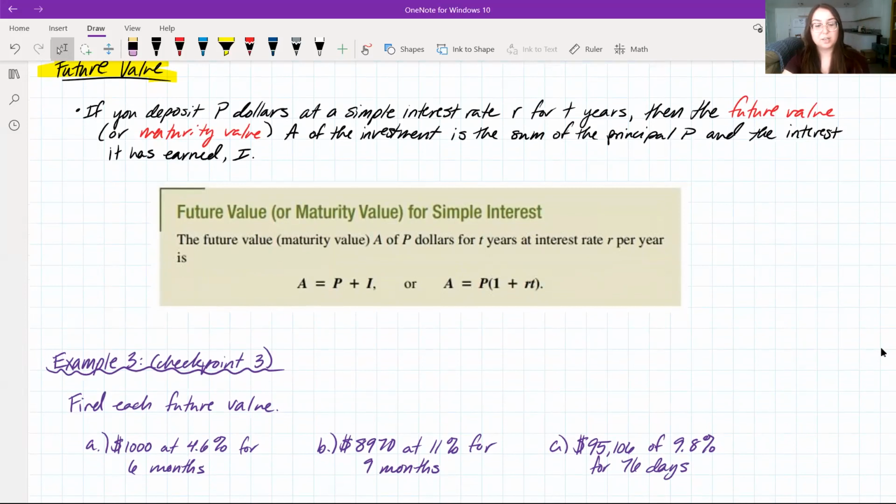For our simple interest, we have that our future value A, or maturity value, of P dollars, still using P as our principal, T for our time in years, and R for our rate, is given by the equation A is equal to P plus I. Or if you do not end up finding I and you just want to calculate it all straight out, we get A is equal to P times 1 plus RT.